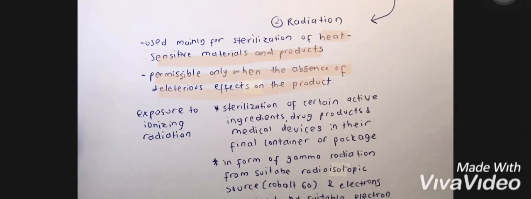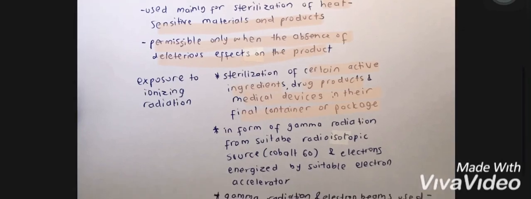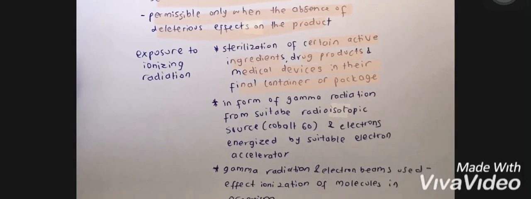Exposure to ionizing radiation. Sterilization of certain active ingredients, drug products, and medical devices in their final container or package may be achieved by exposure to ionizing radiation in the form of gamma radiation from a suitable radioisotopic source such as cobalt-60, and electrons energized by a suitable electron accelerator.